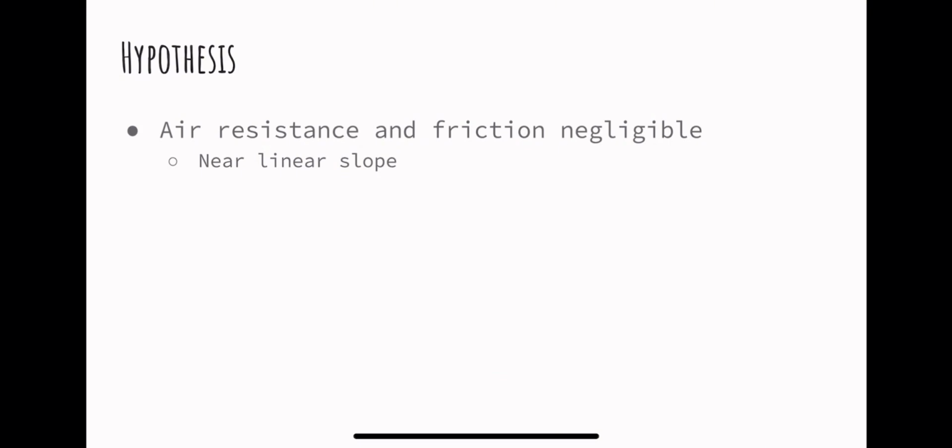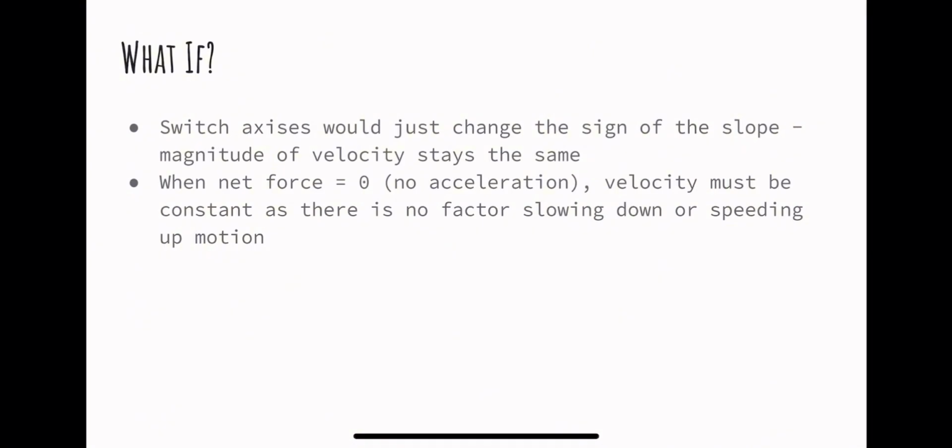Now we are going to go on to the what-ifs. There are two questions we were asked. The first one is, what would happen if you switch the axis orientation in Tracker? In this case, the slope of the graph would flip. It would be a negative slope, but the magnitude of the velocity would be exactly the same. So it wouldn't really affect the data at all.